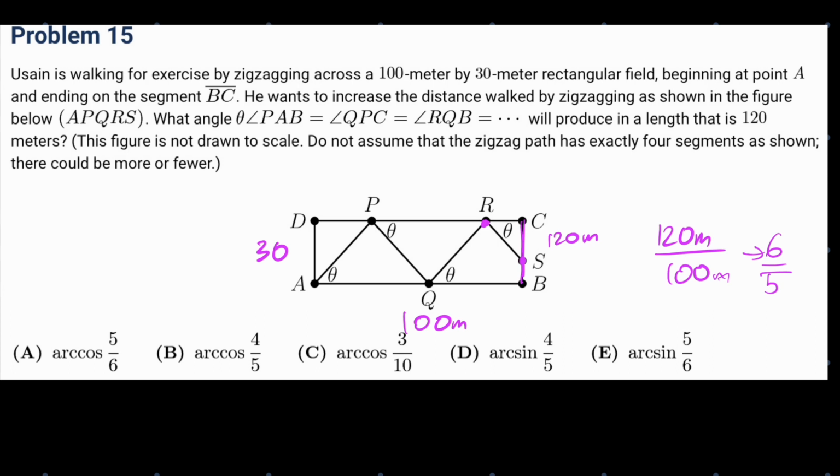So if we stop him here, he would have traveled horizontally x meters, but this diagonal path would be 6x over 5 times as many, because this ratio must stay the same.